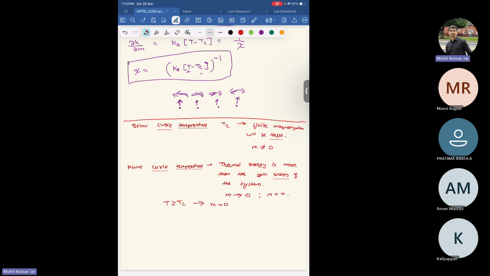Let me just check the Curie temperature of iron also. Iron.